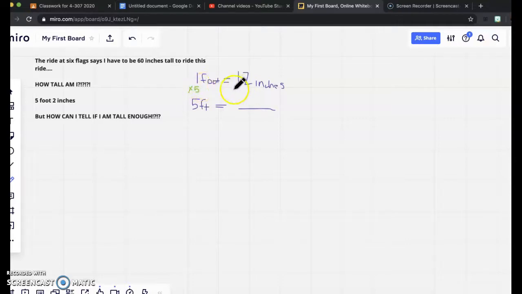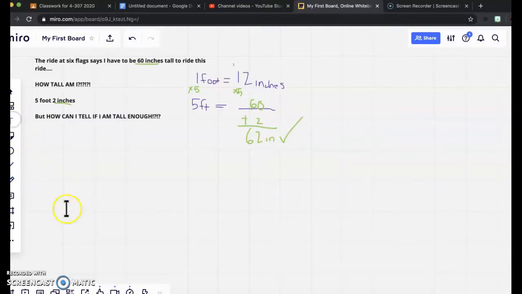And what I do to one side, I do to the other. Now I have to multiply 5 times 12. 5 times 2 is 10. Add the 1 on top. 5 times 1 is 5, plus 1 is 6. So far I have 60 inches, but I have to add the other 2. Plus the 2 inches, and I get 62 inches is my height in inches. Am I tall enough to ride this ride? I have to be 60. I'm 62. I get the pass. I can ride this ride.